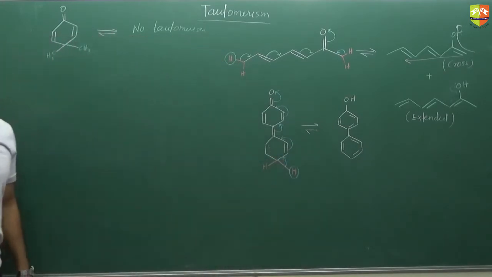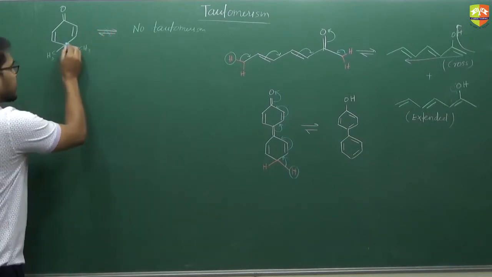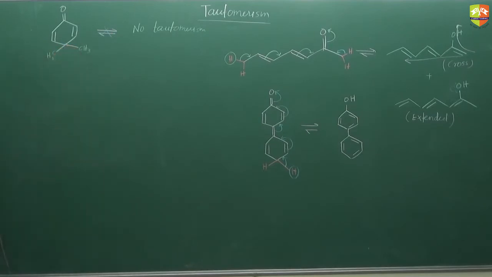Trust me, if you try for tautomerism, that carbon ends up forming five bonds. Stop trying, it's not possible at all. We say no tautomeric structure. Tautomerism is not possible in this because this carbon does not have any hydrogen. If hydrogen is there, it's fine.